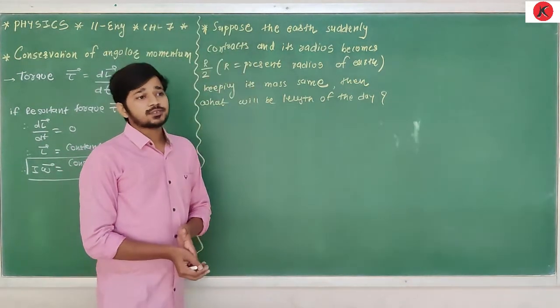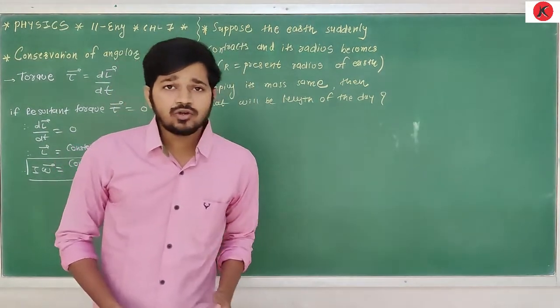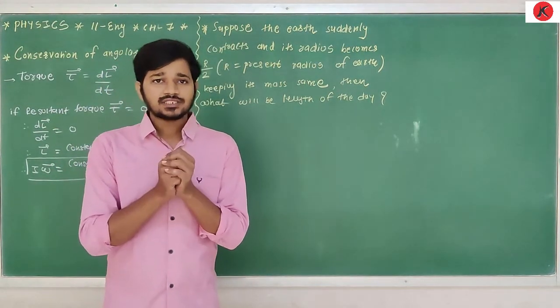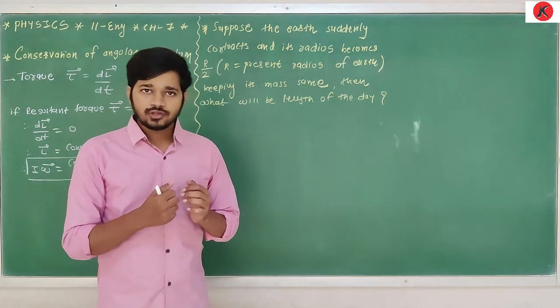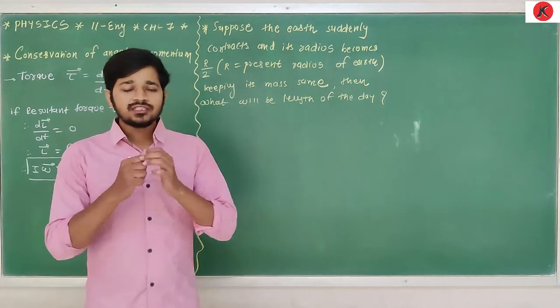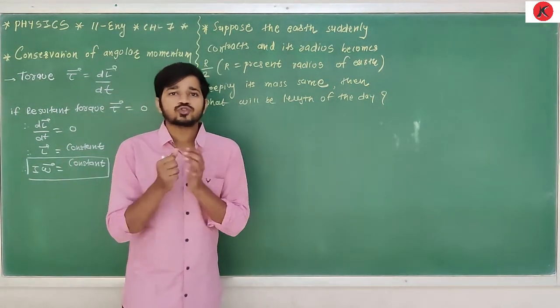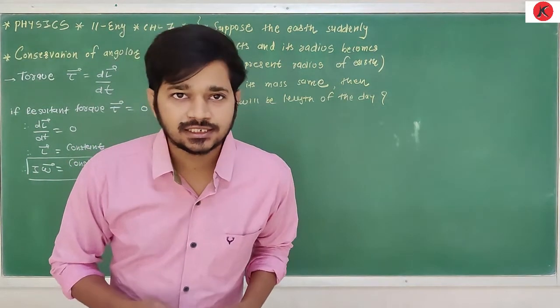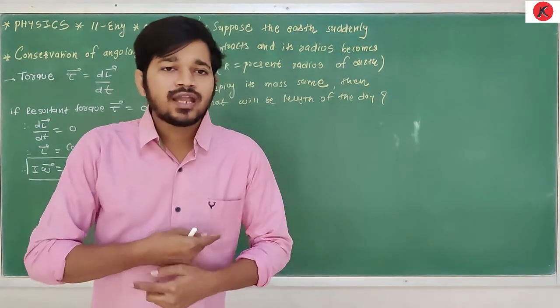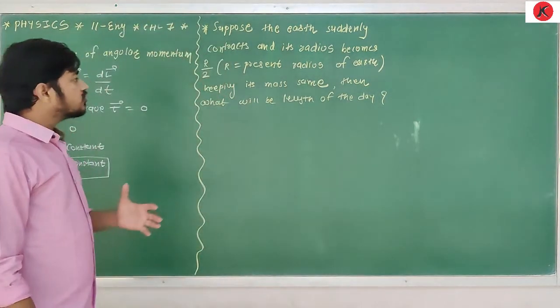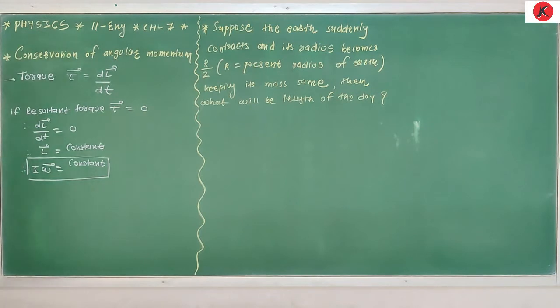Some dancers, while they are dancing, fold their hands and then rotate. Whenever they rotate by keeping their hands close to their body, their speed increases. And when they stretch their hands, their speed decreases. So what is the reason behind it? We will see by taking one example. Okay, see here.